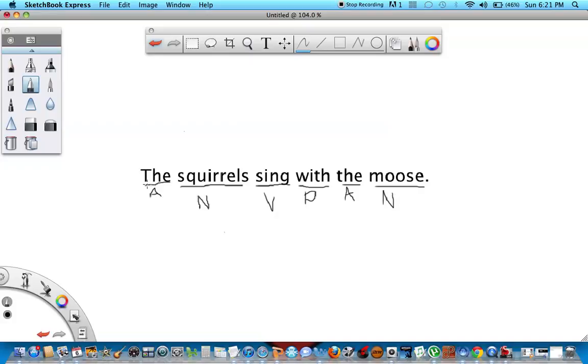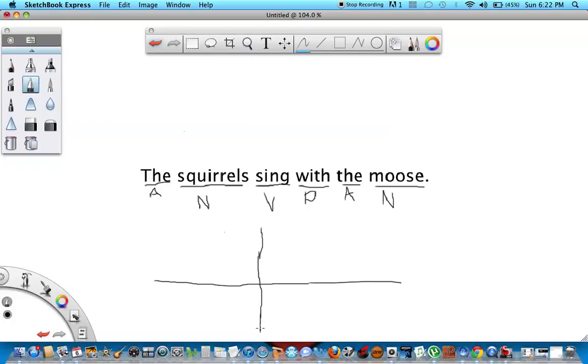Okay, so the is an article, squirrels is a noun, sing is a verb, with is a preposition, the is an article, and moose is a noun. So now we're gonna start our actual diagramming. First, we're gonna make kind of like a T shape. Perfection. Okay.